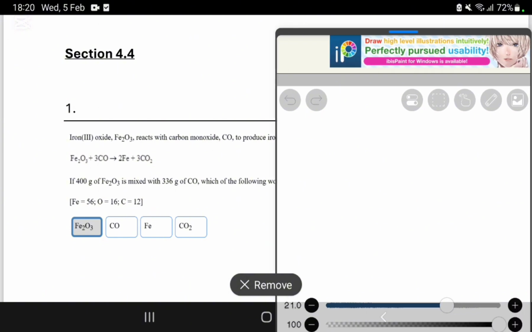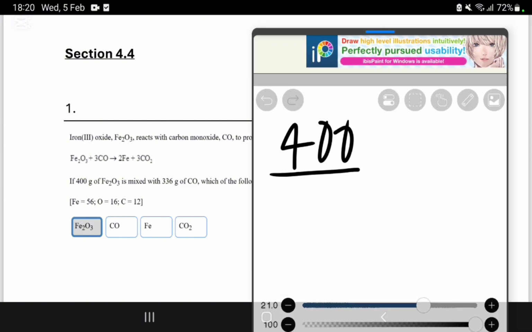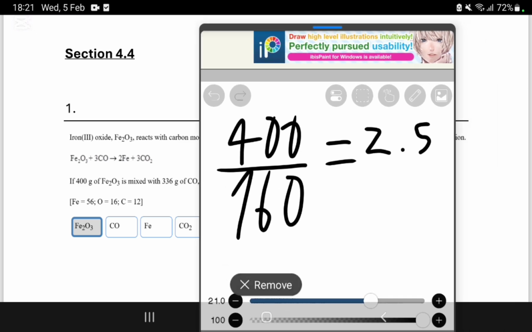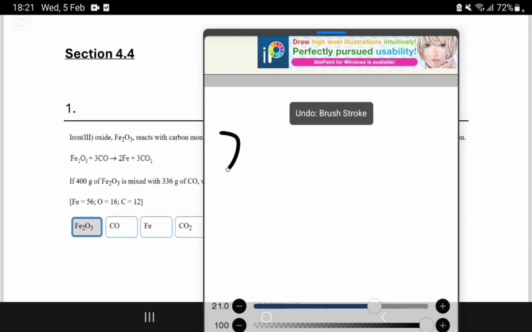So the mass of Fe2O3 is 400 over the molar mass, which is 112 plus 48, which is 160. Let me do it on the calculator. 400 divided by 160. Okay, that will give us 2.5 moles. So we have 2.5 moles.